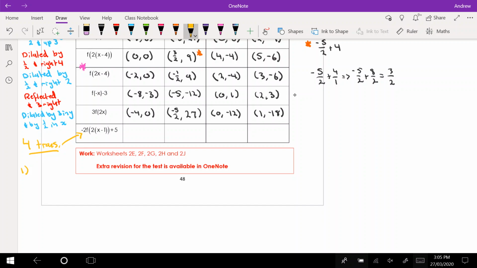What's another transformation that's happened? Dilated by a half in x. Fourth one, 1 to the right. And last, up 5.